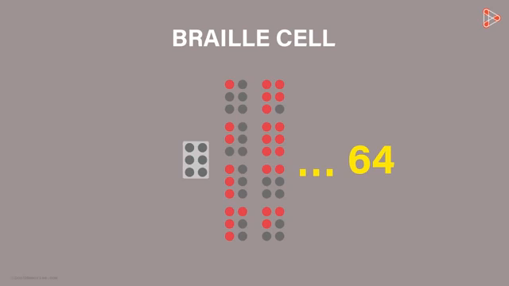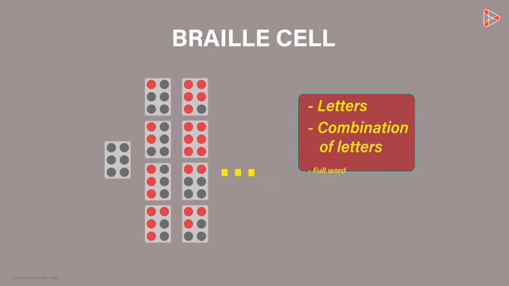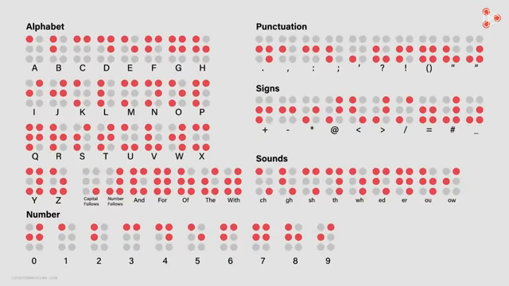If we assume no dots raised to be one pattern, then 64 patterns can be formed. Each dot pattern can represent letters, combination of letters, a full word or some symbol. Here is the list of the combination of dots representing the things mentioned above.